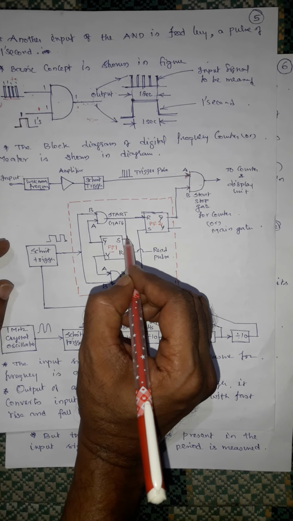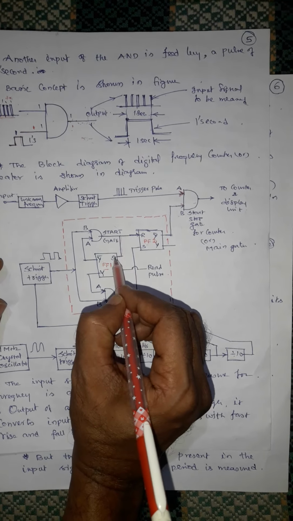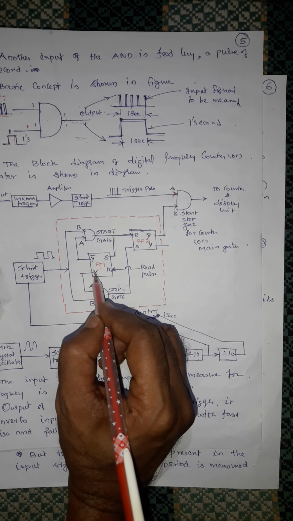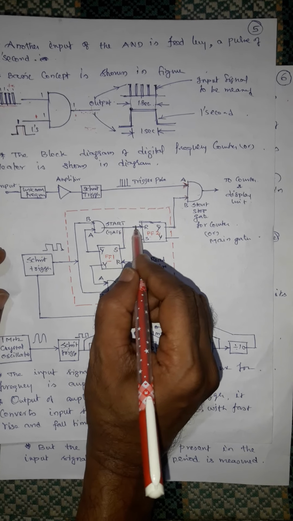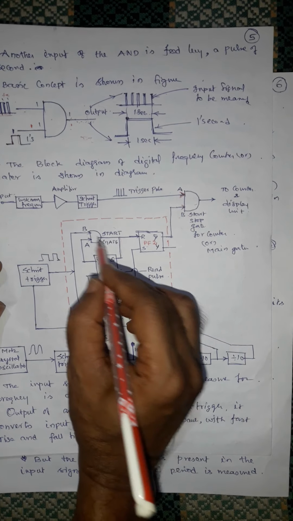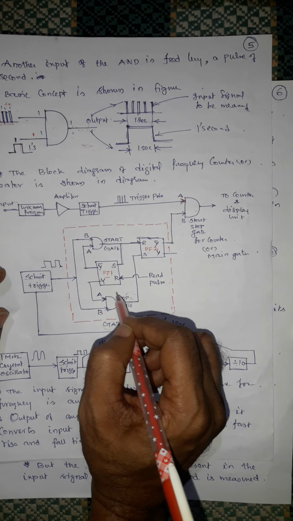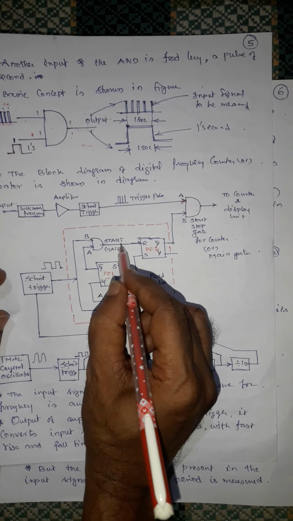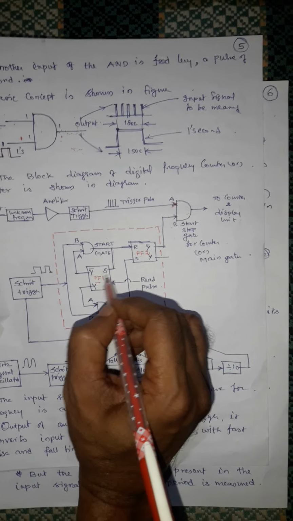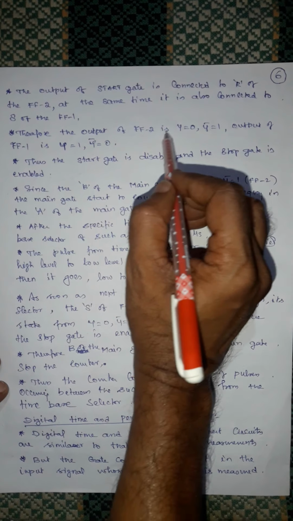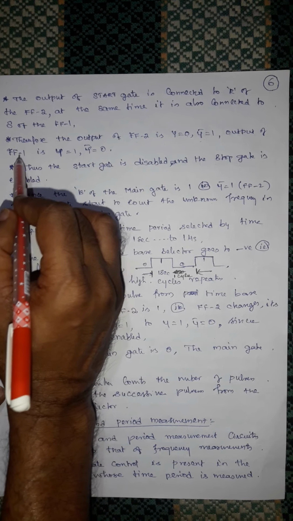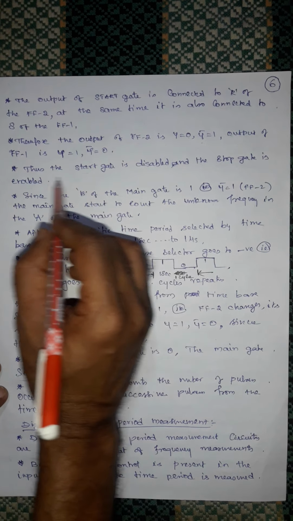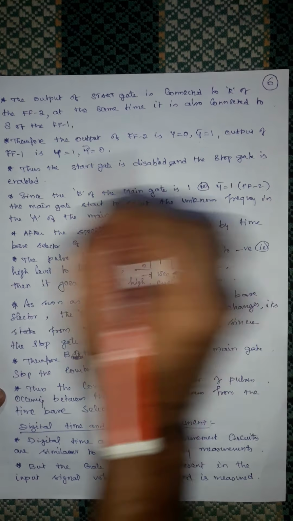At the same time, it is also connected to s. Therefore, set means now y equal to 1, y bar equal to 0. Once the start pulse is initiated to count the input, the start gate is disabled but the stop gate is enabled, because this output is given here. Okay, that is a set. Therefore the output of the f of 2 is y equal to 0, y bar equal to 1. The output of flip flop 1 is y equal to 1, y bar equal to 0. Thus the start gate is disabled and the stop gate is enabled.